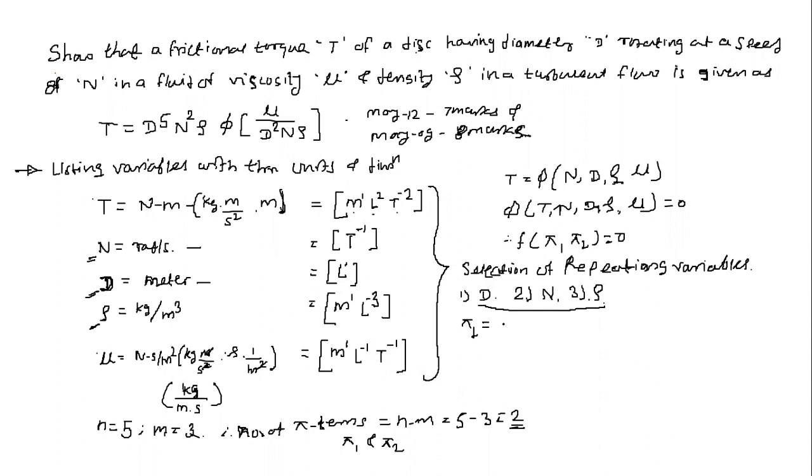Okay, so we'll consider now the first pi term. Pi 1 is equal to D N rho, and again we have to represent the powers on their heads. I consider the power for D as a1, for N as b1, and for rho as c1. Along with them there will be one of the non-repeating variables, either torque or mu. For the first combination I would like to consider the torque.